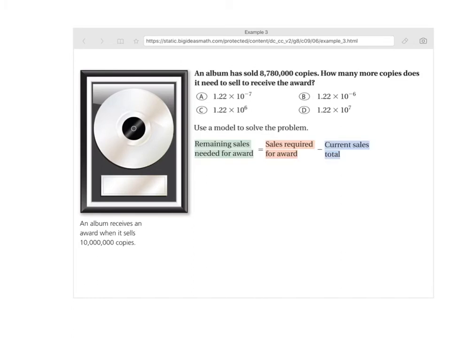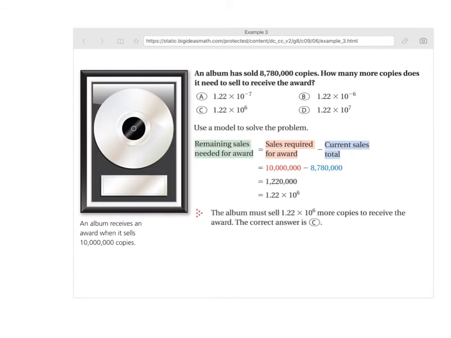We want to find out how many we still need to sell. We take what's required, which is the 10 million, and we subtract our current sales. So we have 10 million minus 8,780,000. So if you subtract those, you're going to get 1,220,000. Now we change that into scientific notation. So I'm going to move the decimal to the left 1, 2, 3, 4, 5, 6 times. So moving to the left means it's a positive exponent. So I'm going to have 1.22 times 10 to the 6th. So then if you look up at our multiple choice, it tells you that that answer is C.